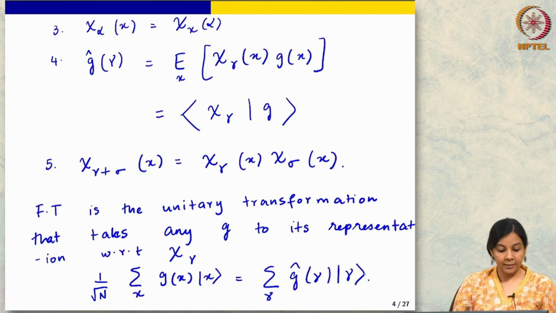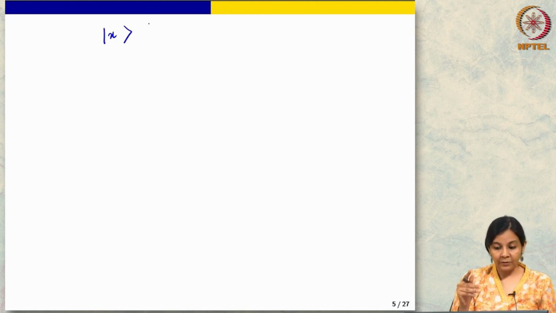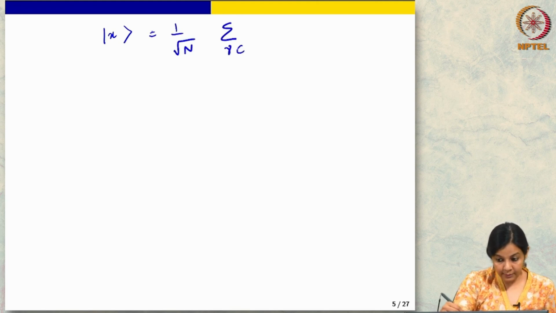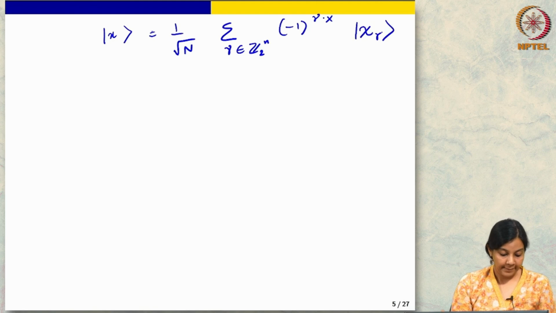Now what we will do is we will start generalizing this. Another quick reminder: so far we have talked of these functions, but if I think of any set of qubits, then when I compute the Fourier transform, I can write this x as 1 over square root n summation over gamma of minus 1 to the gamma x times chi gamma. I hope that everybody remembers this.